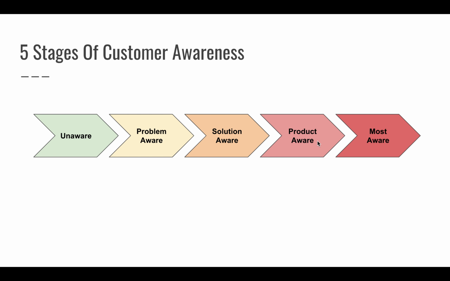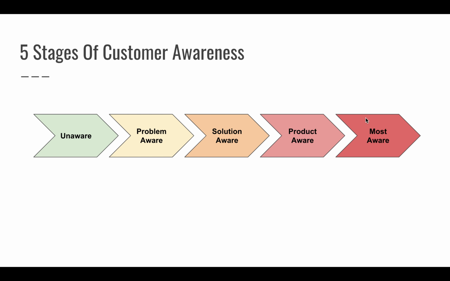And as they become product aware, they start to think, okay, I think I need a mobile phone, but I'm not sure which type of mobile phone is better for me. Should I get the Samsung Galaxy or should I get an Apple iPhone? I don't know. And that's when they start to research the different products.